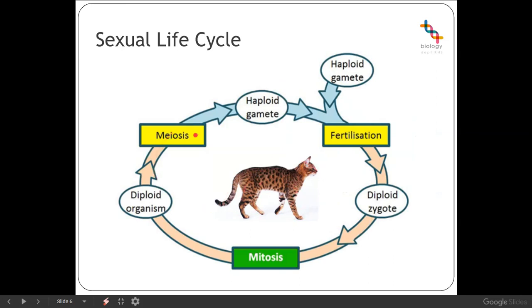Meiosis is what's going to help produce our genetically variable haploid cells, and these develop into gametes, fuse with another gamete from another individual, are fertilised. These haploid nuclei produce a diploid zygote. We then have mitosis taking place to produce genetically identical diploid cells, and that produces our multicellular organism.